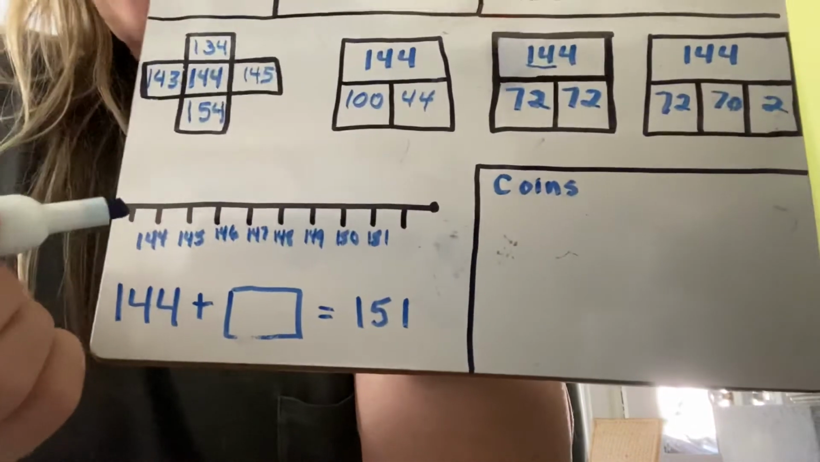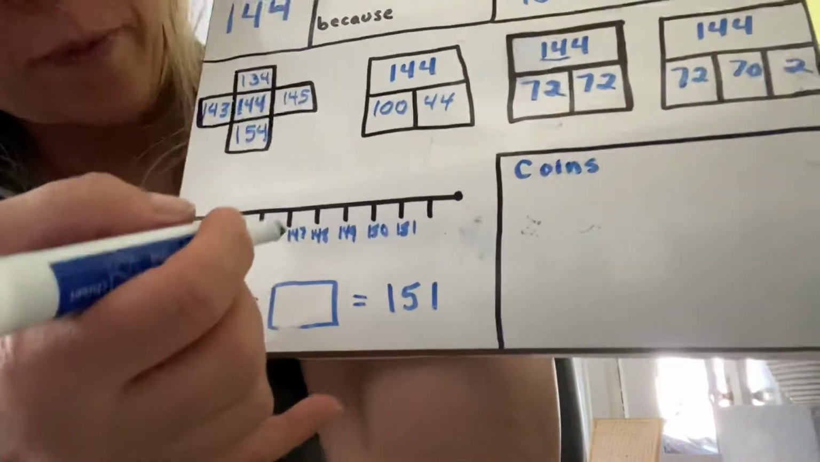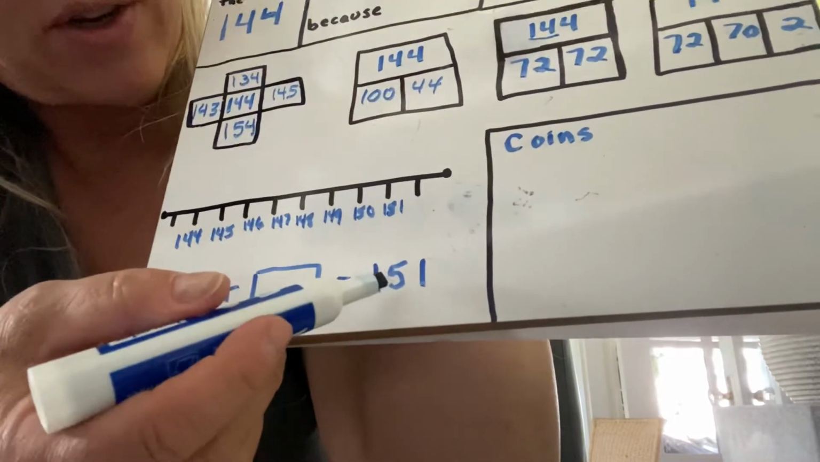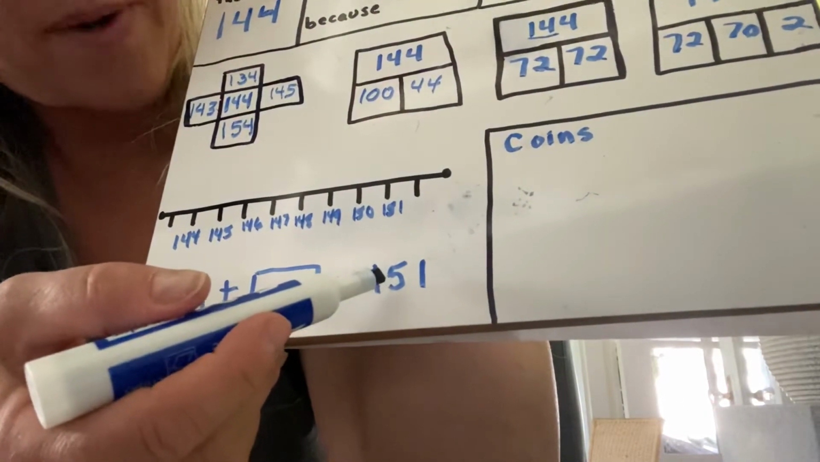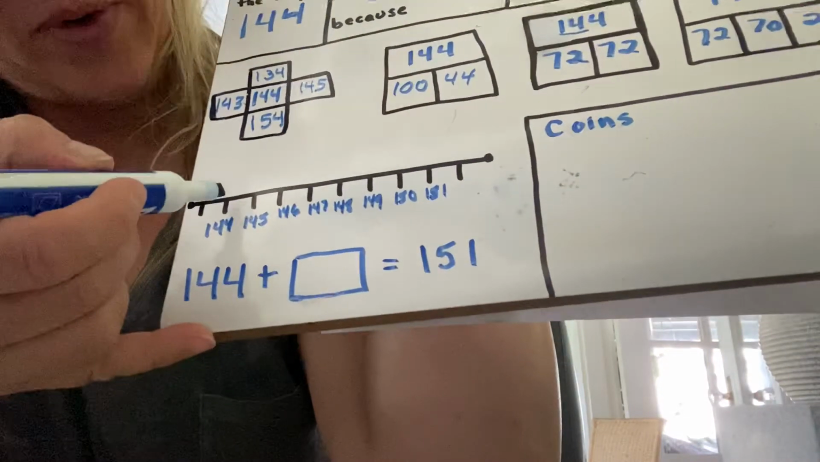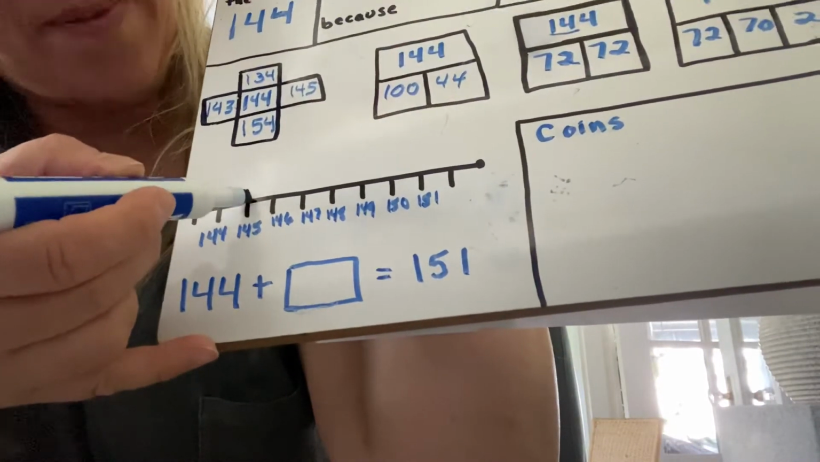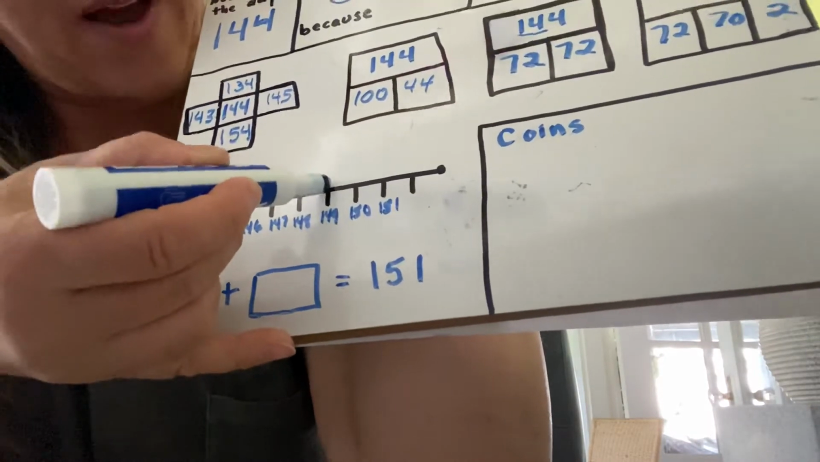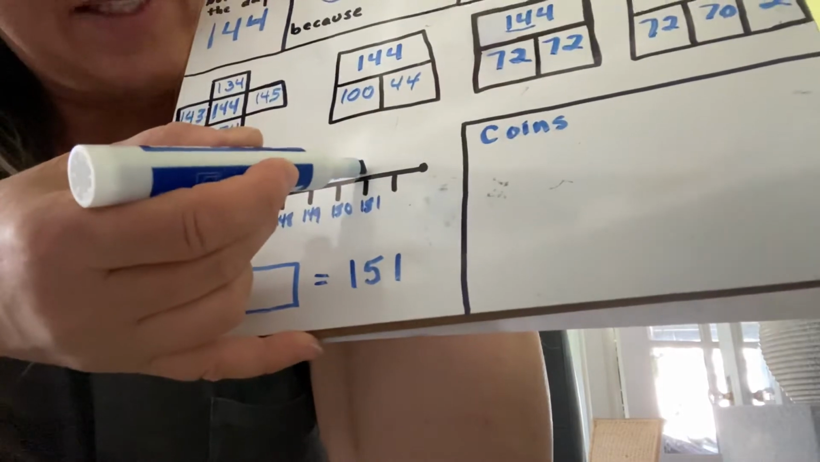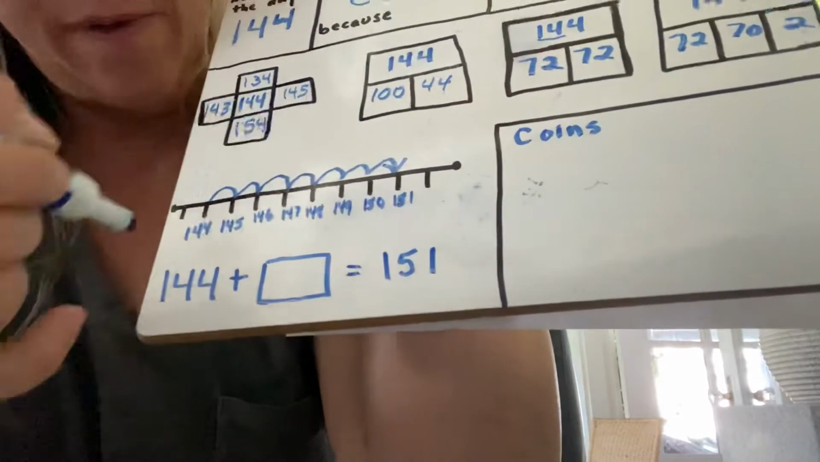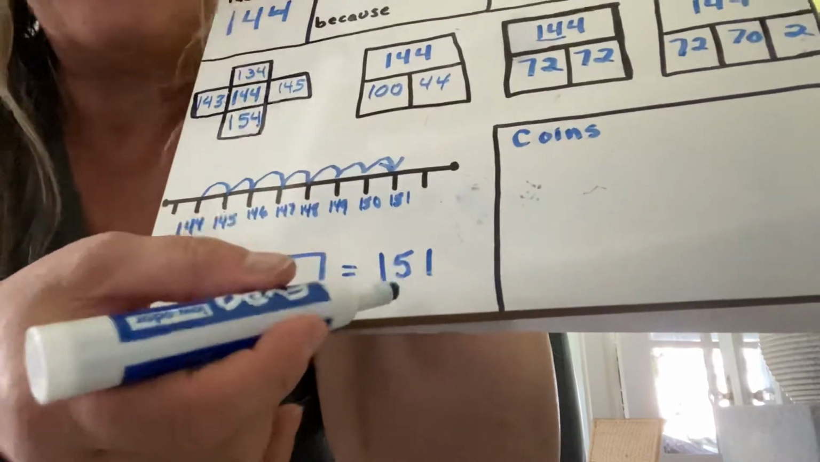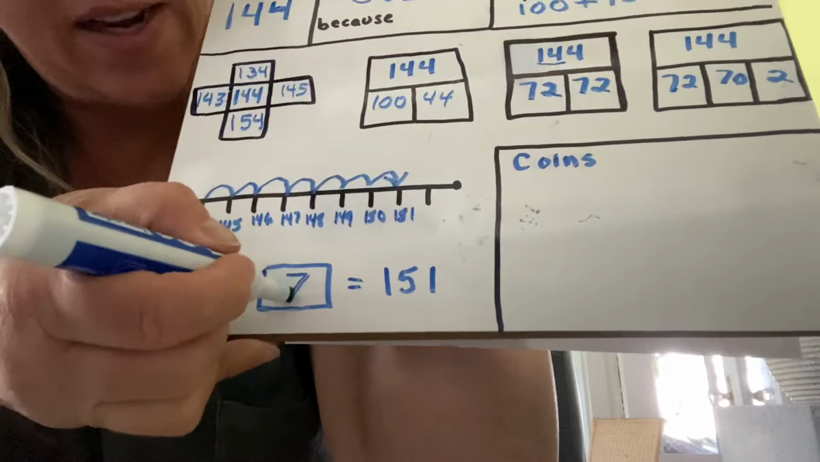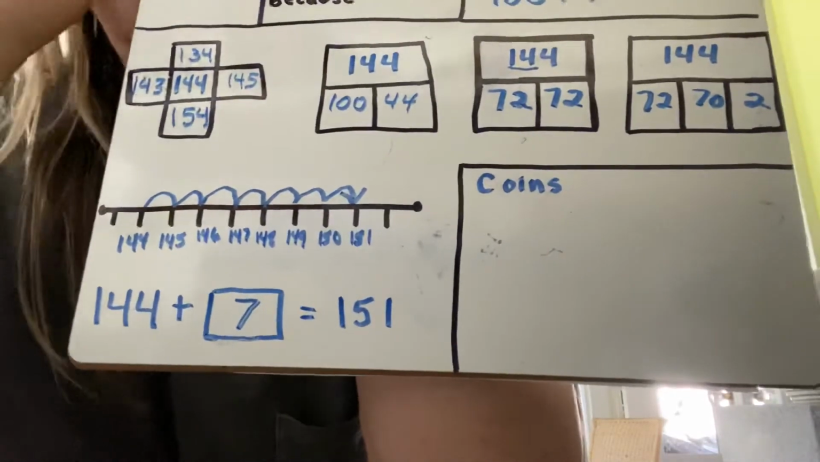Take a look at this number line. If I start on 144, how many jumps do I have to make to get to 151? Let's see. Here's 144. 1, 2, 3, 4, 5, 6, 7. 7 jumps from 144 to 151. That means that 144 plus 7 equals 151.